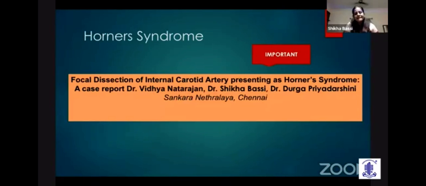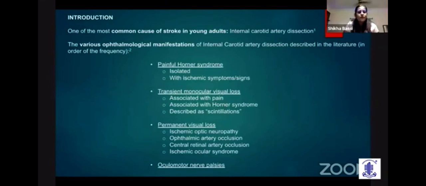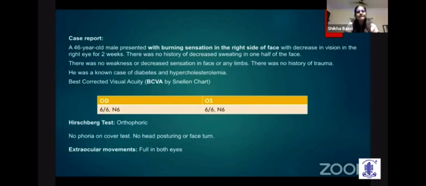Now, dissection of the internal carotid artery can be a devastating condition and can present as Horner syndrome, especially painful Horner syndrome. Let's look at this case, a 46-year-old male who came with a burning sensation on the right side of the face with some vague complaints of decrease in vision. He actually didn't have any decrease in vision.